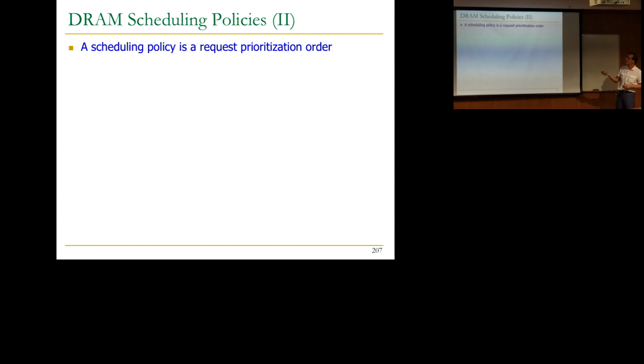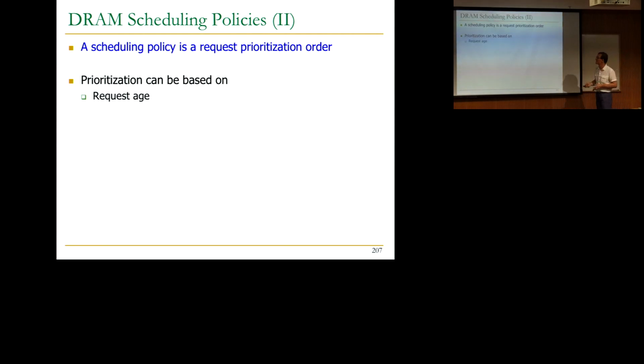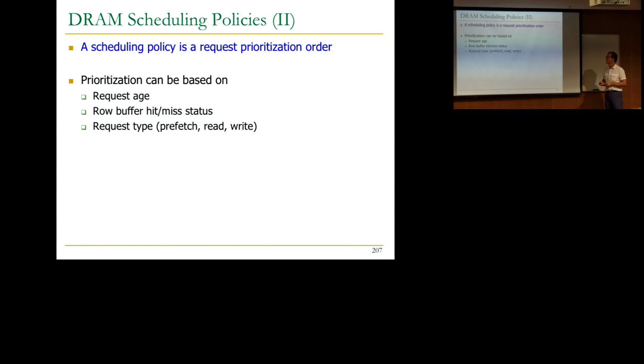Okay. So a request scheduling policy is essentially a prioritization order today. Request or command prioritization order. And prioritization can be based on many different things. I'll just give you some examples. It could be the request age that's taken into account, row buffer hit or miss or conflict status, request type, prefetch, read, or write. Which one do you prioritize? I heard read over here.